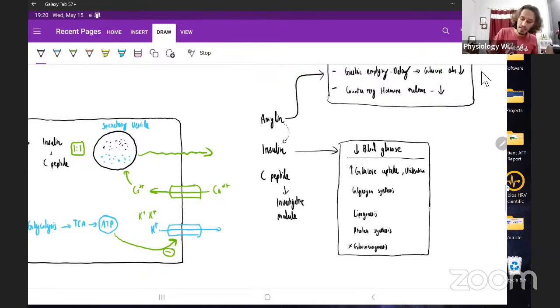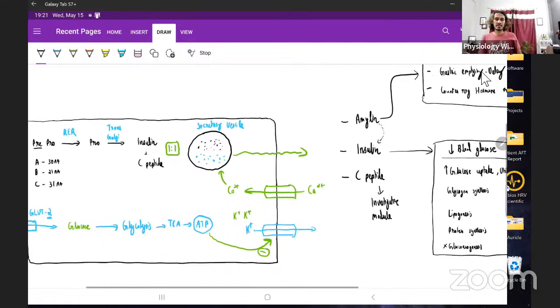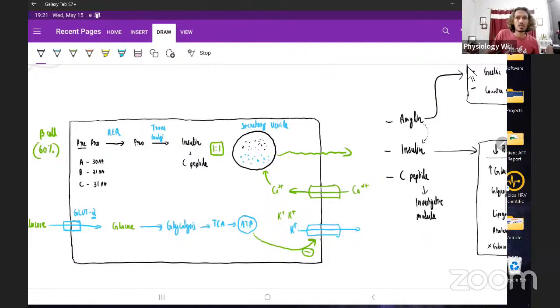Okay, so these are all the things that are released from your beta cells. Do you have any doubts so far? If you do, let me know.